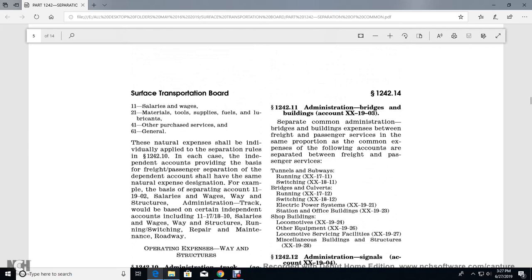1242.11, administrative of the bridge building accounting XX 1903, separate common administrative of the bridge building expense for the between freight passenger service with the same portion of the common expense. The following accounts are separated between freight passenger service: tunnel subways running XX 1711, switching XX 1811, bridge culverts running XX 1712, switching XX 1812, electrical power system XX 1921, station office building XX 1923, shop buildings, locomotives XX 1924, other equipment XX 1926, locomotive service facility XX 1927, miscellaneous building and structures XX 1928.